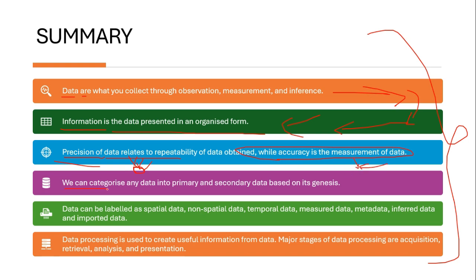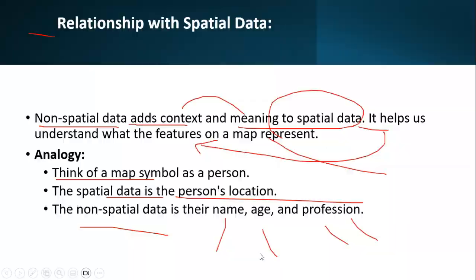And we have also learned about the categories and classification within primary and secondary data. We have also learned about the different kinds of data like spatial data, non-spatial data, temporal data, measured data, metadata, inferred data and imported data. And data processing is used to create useful information from data, and the major stages of data processing are acquisition, retrieval, analysis and presentation, so that we can collect more and more information. So this is all about the introduction to geospatial data.